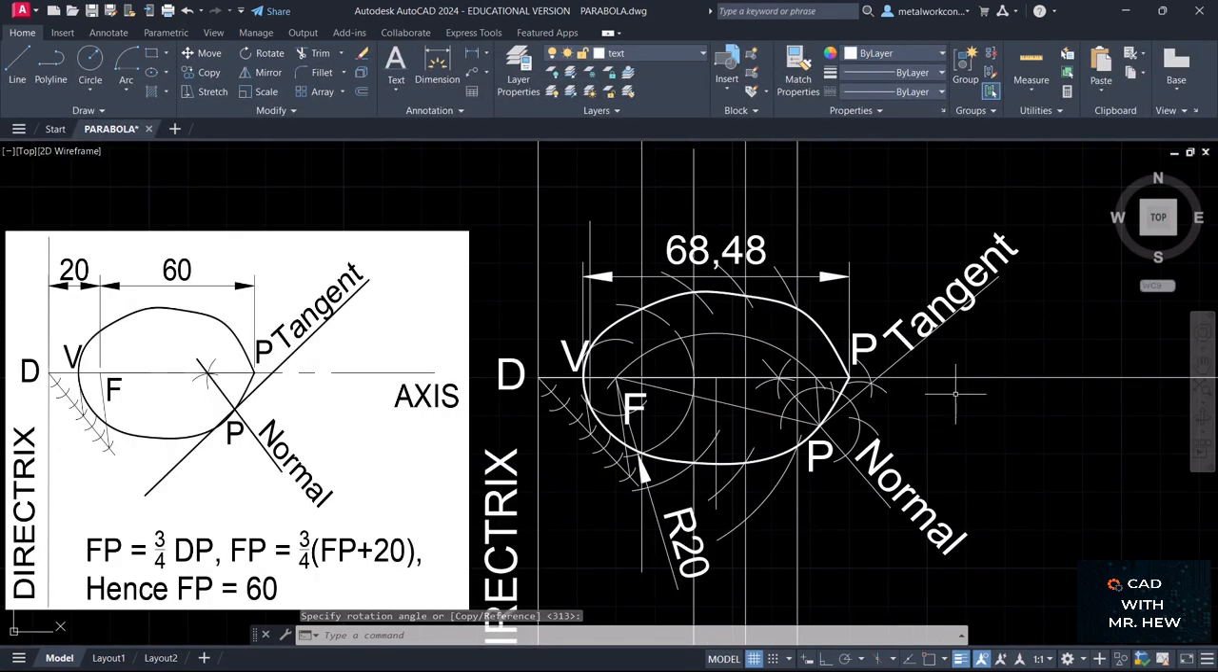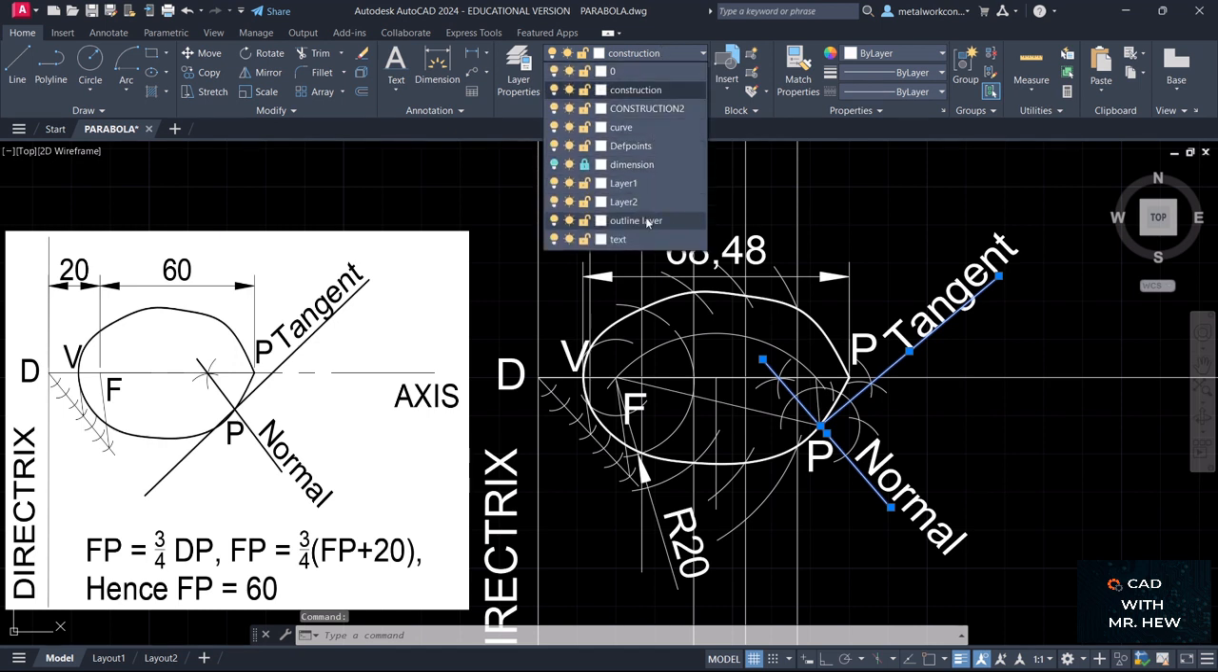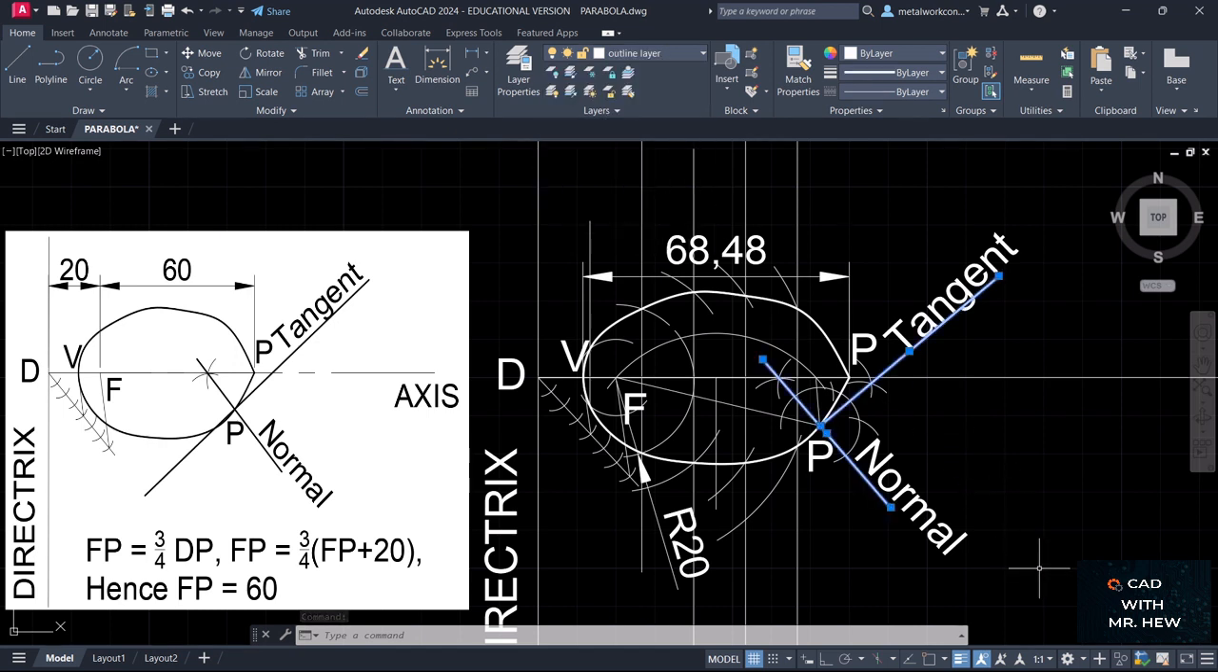So here we have completed the requirements for today. We drew the ellipse, the tangent, and the normal. And what we're going to do is put the tangent and the normal on the outline layer. All right.